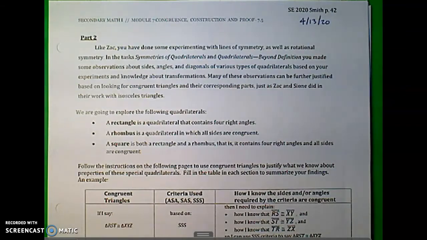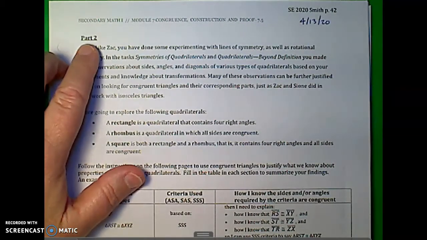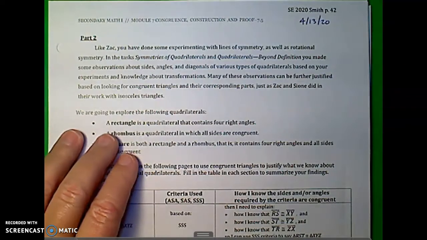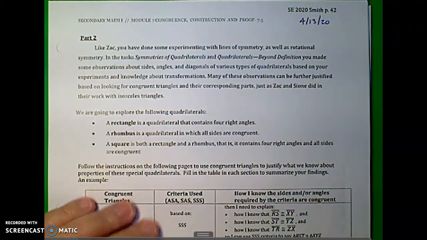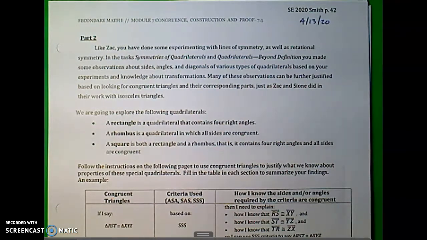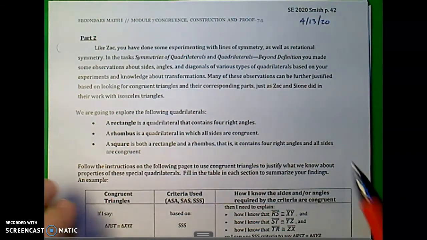Hi Math students, we're going to do task 7.5 part 2. Today we'll start on page 42. This is just a basic overview of what we're going to be doing, and then we'll get into the particular shapes as we progress through the rest of this task.